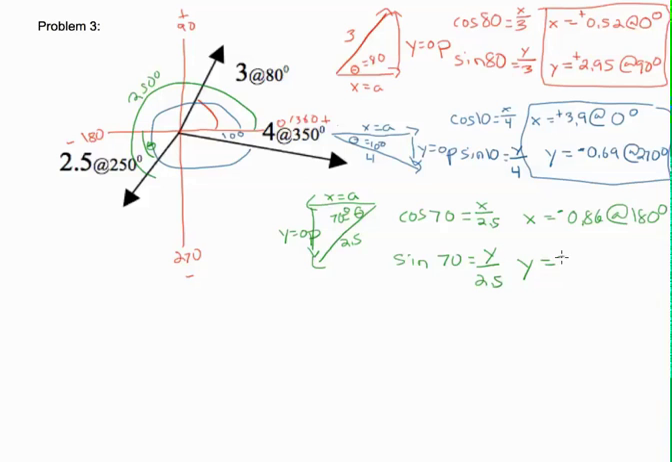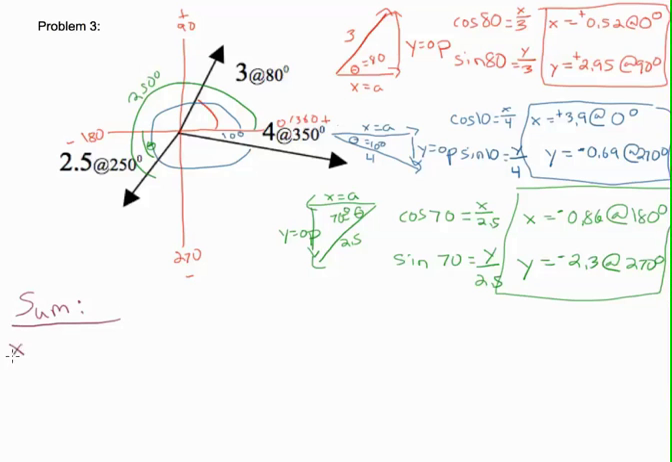So now we can sum them. For the x, this is where your positive and negative signs become very important. Positive 0.52 plus positive 3.9 plus negative 0.86. And you can put it straight into your calculator like that. And you get positive 3.56. And because it's positive, we know that that means it's at 0 degrees.